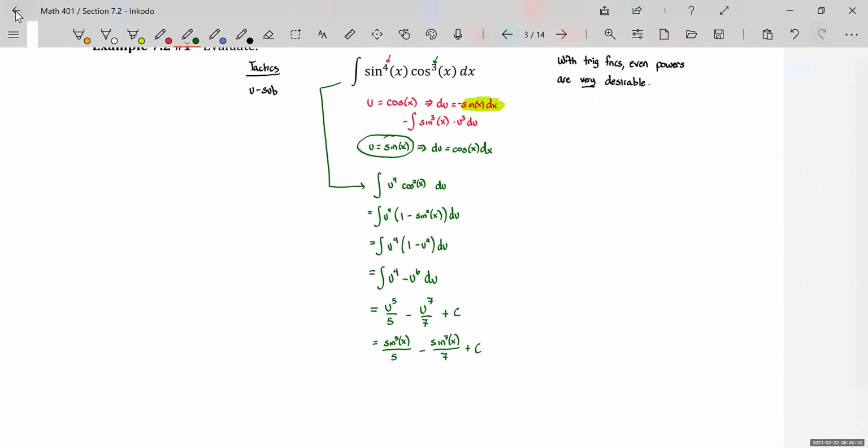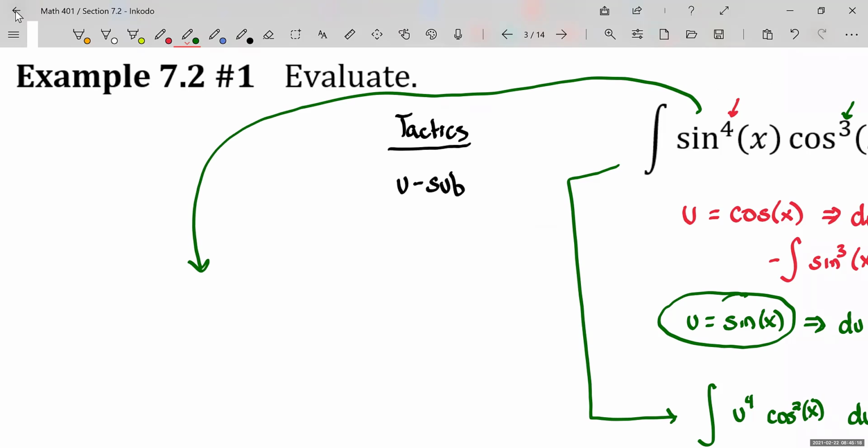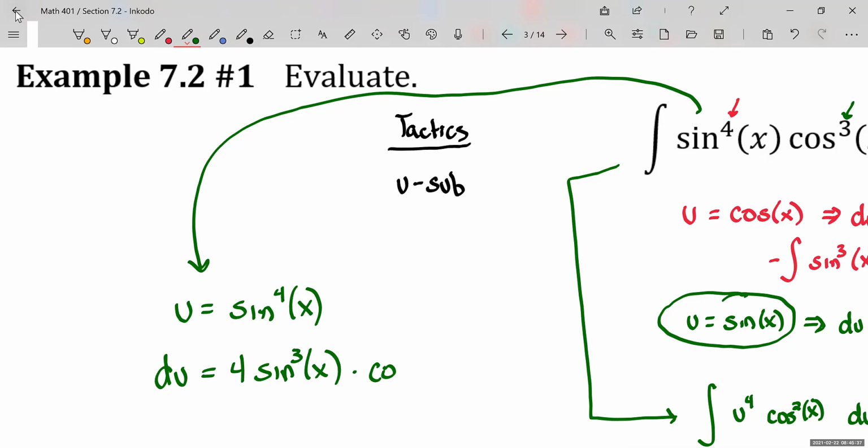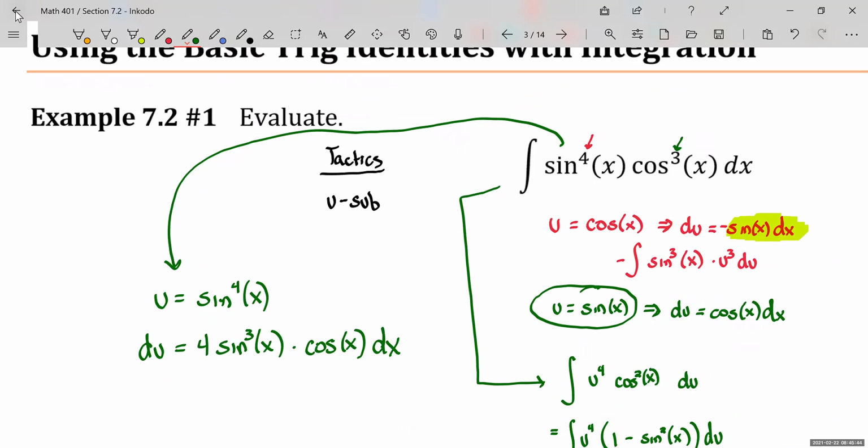Why didn't they use sine to the fourth of x? Yeah, it goes along with what I've said in the past, right? When you do a u sub, do it for the largest piece you possibly can. Well, the problem here is if you let u equal sine to the fourth of x, then du by the chain rule would be 4 times sine cubed of x times the derivative of sine, which is the cosine of x, and then a dx. I don't know why, it just looks really nasty to me, right?